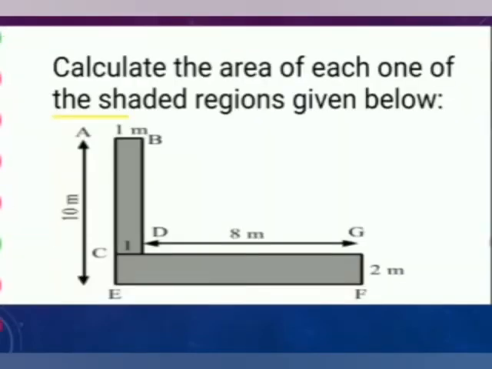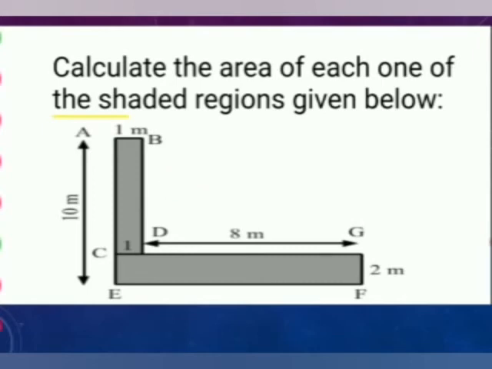The next question is: calculate the area of the shaded region given below. If you see this figure, it's not a rectangle, it's not a square, it's a polygon, a closed figure made up of line segments. We have to calculate the area of this shaded region. It has been split in two parts, and each part individually is a rectangle. So we will calculate the areas of both the rectangles separately and then add them in order to calculate the area of the shaded region. So let's do it now.